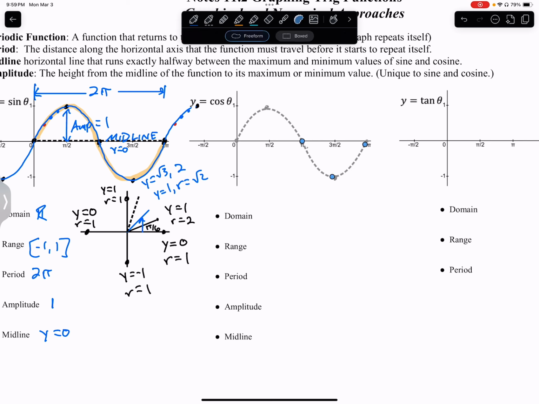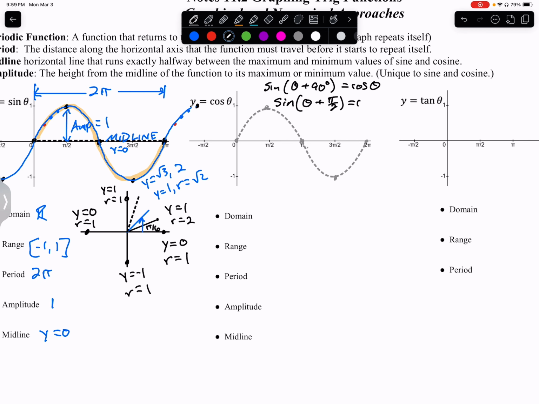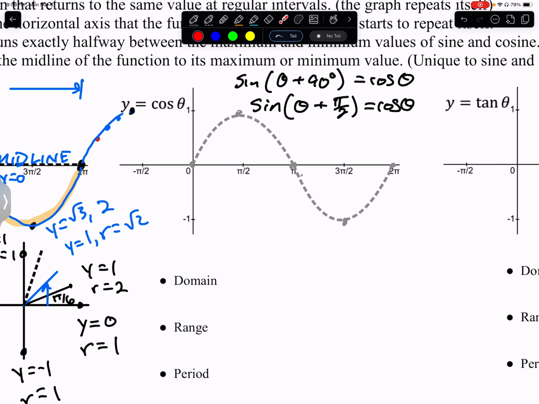But the relationship between sine and cosine is that if we shift sine 90 degrees to the left, or pi over 2 to the left, that's going to give us cosine. So sine of theta plus 90 degrees, well, that equals cosine of theta. And we typically use radians, not degrees. So I'm going to say sine of theta plus pi over 2 is equal to cosine of theta. Now, if you remember, when you're adding or subtracting on the inside, that's going to move the graph horizontally. And if it's a plus 90, it goes left. If it was a minus 90, it would go right.